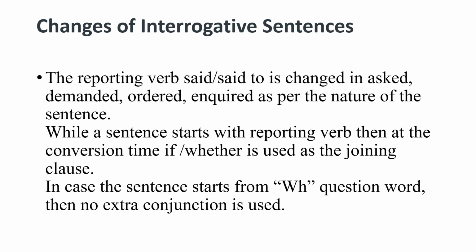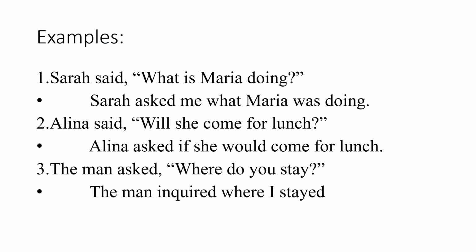So, changes in interrogative sentences. The reporting verb "said" or "said to" is changed into asked, demanded, ordered, or inquired as per the nature of the sentence. When a sentence starts with the reporting verb, at conversion time "if" or "whether" is used as the joining clause. In case the sentence starts with a WH question word, then no extra conjunction is used. For example, Sarah asked, "What is Maria doing?" Sarah asked me what Maria was doing. Alina said, "Will she come for lunch?" Alina asked if she would come for lunch.